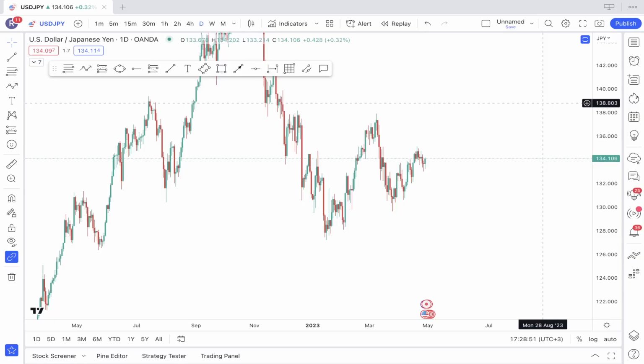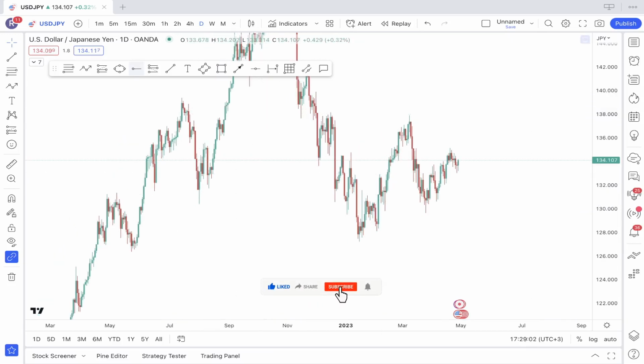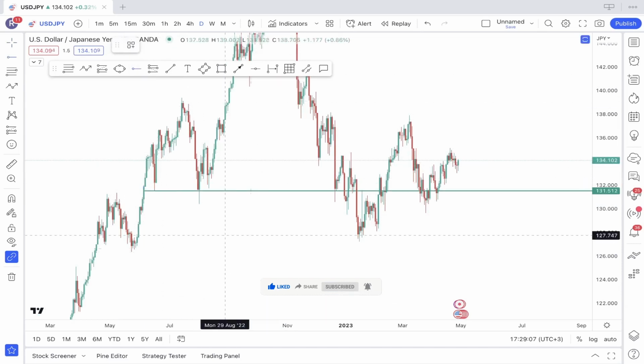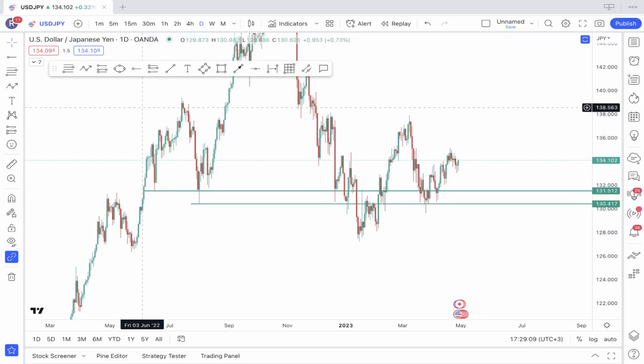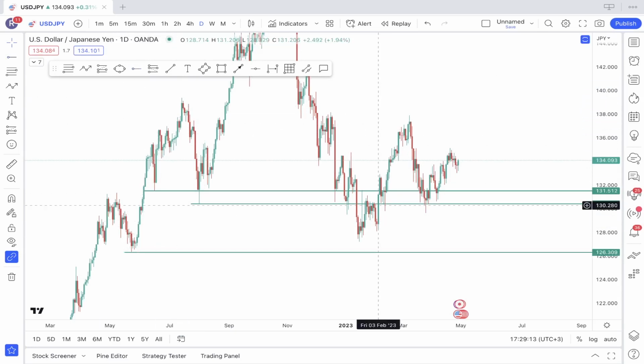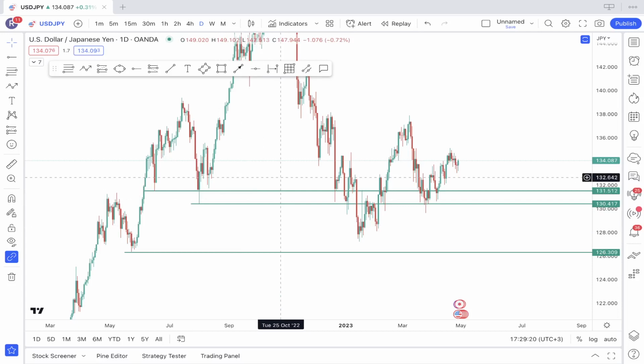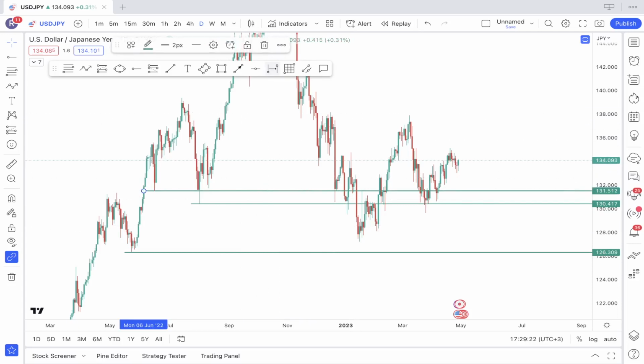Alright, so the reason I decided to start with this topic is because I see a lot of guessing when it comes to market structure. What do I mean by guessing? There's a lot of people that would debate whether this is a valid low, or maybe this is a valid low, or maybe this is a valid low. What I will do in this video is share with you a very systematic way to read market structure that will eliminate the guessing from your trading. Okay, so let's get right into it.